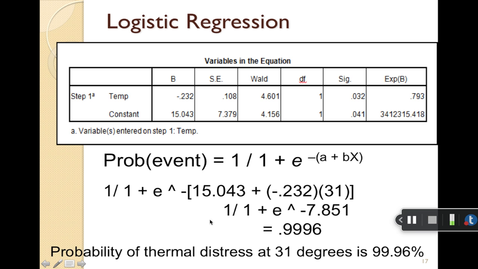You'll need a slightly fancier calculator to do this because you have to be able to do natural logs. But if you calculate this, we get a final answer of 0.9996. This tells us that the probability of a thermal distress event when the temperature is at 31 degrees is 99.96%, and our SPSS model told us that was statistically significant. So we would be pretty confident in saying that when the temperature reaches that degree, we're very certain there's going to be some kind of ill effect, some kind of thermal distress event.